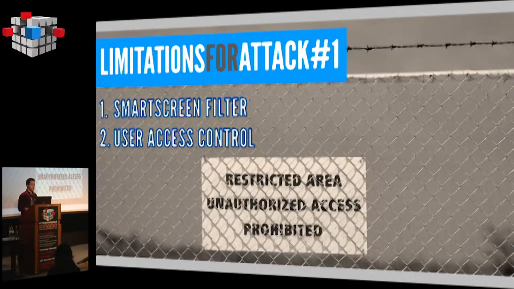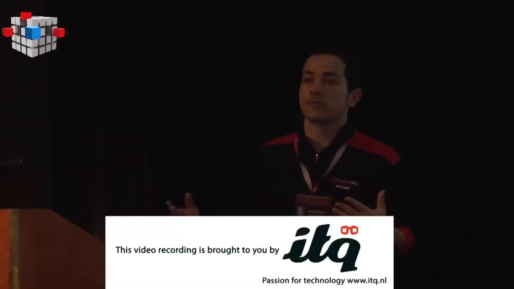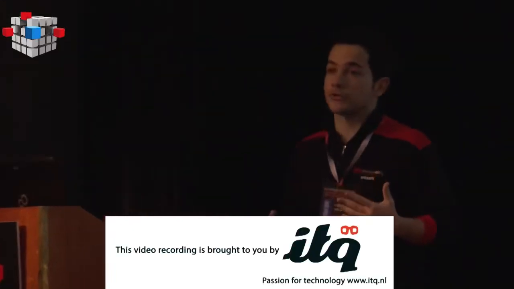The first is a smart screen filter. The second is a user access control. Smart screen system filter is one of the technologies developed by browser vendors in order to block access to malicious files and malicious URLs before loading the content. From a functional point of view, they are made up of two parts. On the server side, there is a cloud reputation-based system that scores the web for finding malicious files or malicious URLs, categorizes them, and assigns each of them a ranking.